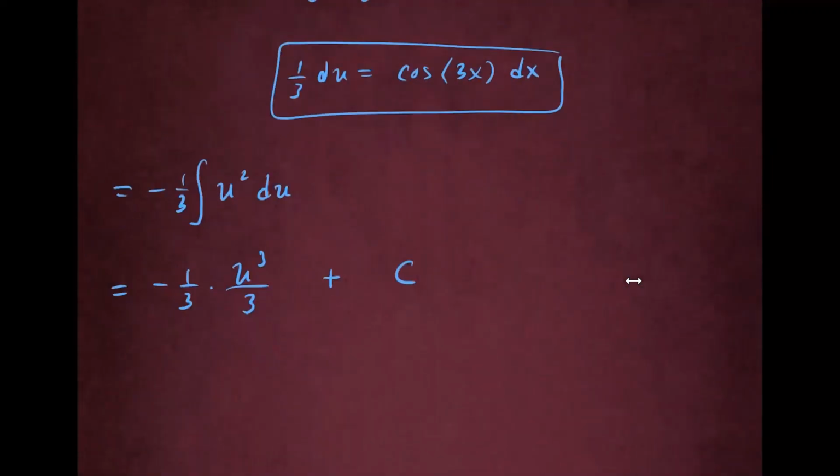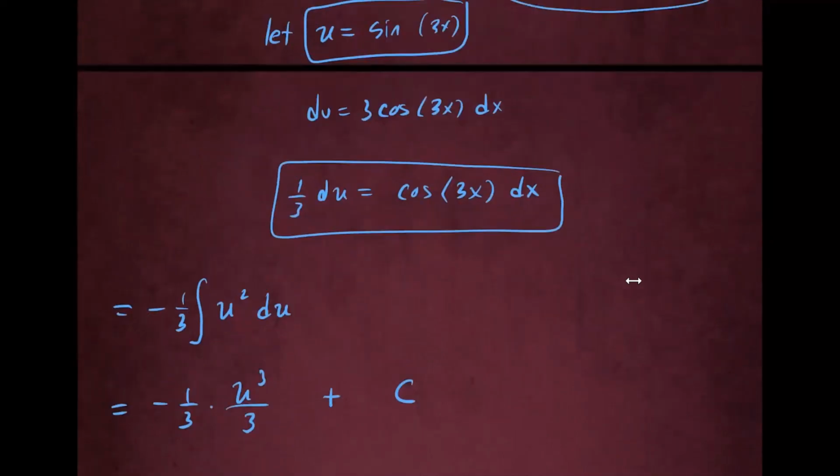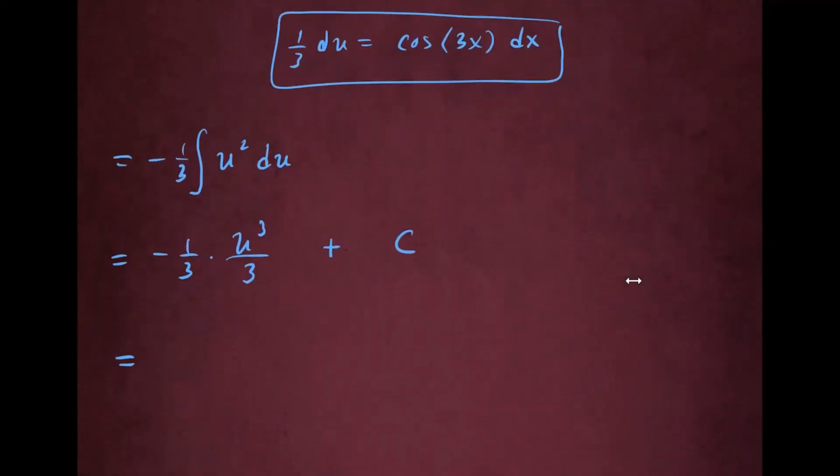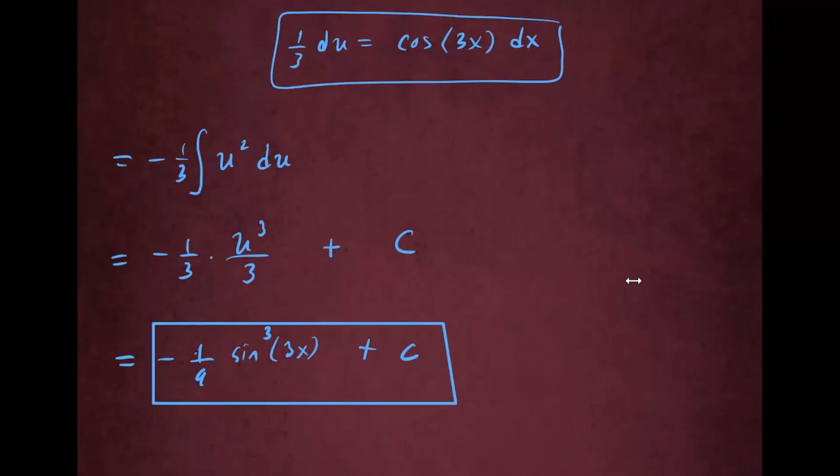Yeah, it's indefinite. And now finally plug in what u was. U was sine 3x. So this is negative 1/9 sine 3x to the 3rd power plus c. So that will be the final answer. Okay. You got it? Yep.